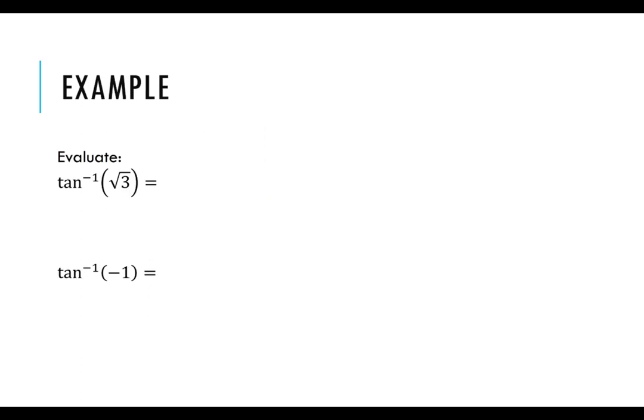So let's evaluate tangent inverse of root 3. Well, we're either in quadrant 1 or quadrant 4. So, of course, what's this going to be? This is going to be pi thirds, right? Because we're in quadrant 1. Then tangent inverse of negative 1. Well, because it's negative, that means we have to be in quadrant 4. But be careful because we need the negative rotation angle. So that is, this is going to be negative pi fourths. And so that's our answer.